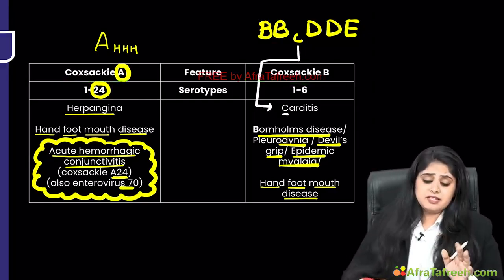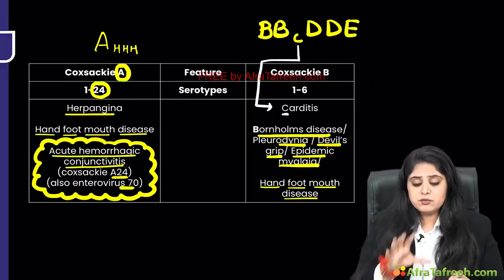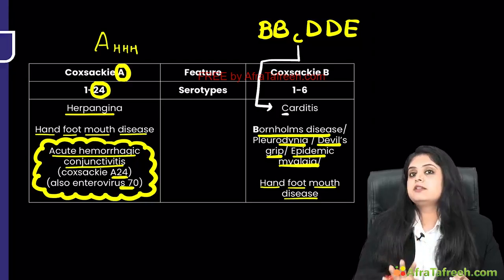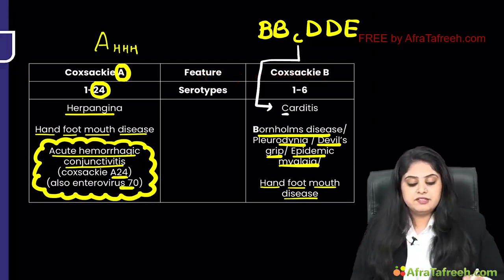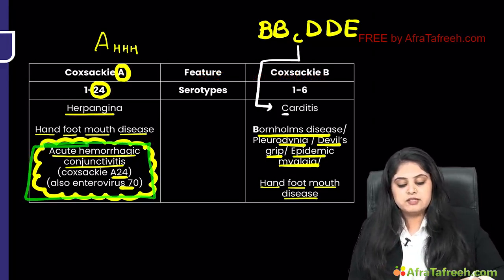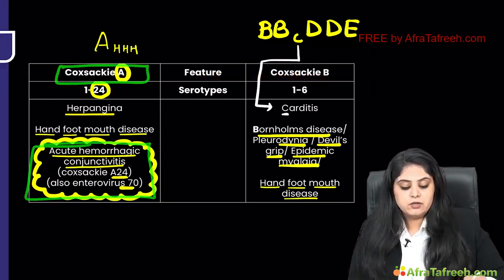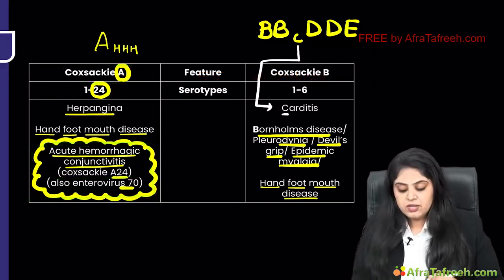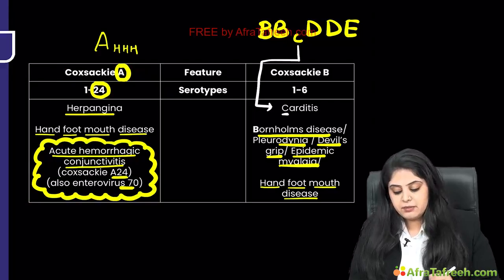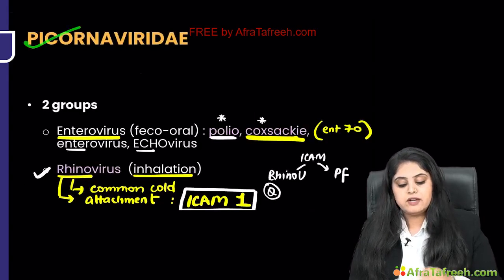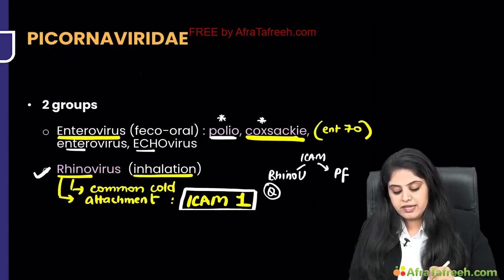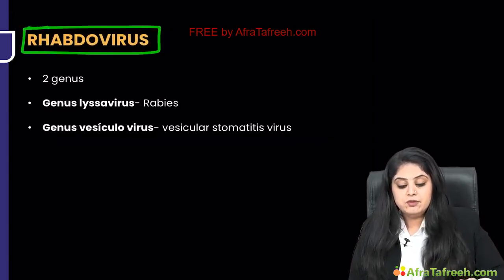But if you say, ma'am, last day, and for FMG students especially, if you ask me, ma'am, what is that one thing in this table that I have to learn? I will say, learn acute hemorrhagic conjunctivitis is caused by Coxsackie A24. That is what you learn. Okay, done with this. We are done with the entire Picornaviridae family, right? Picornaviridae is done. So now I can move on to the next family, and that is the Rhabdoviridae family.